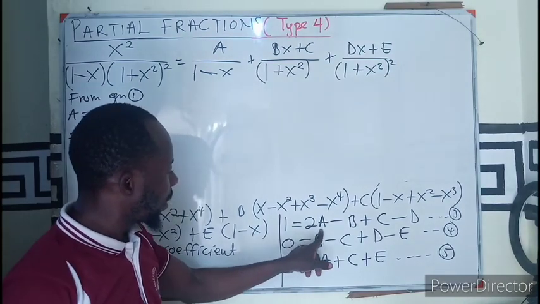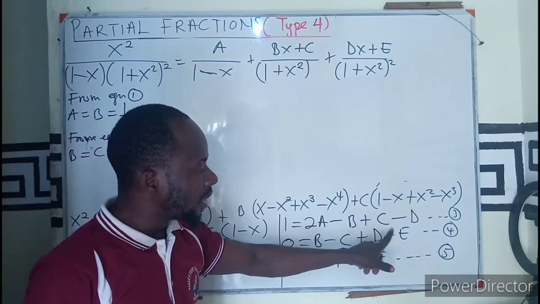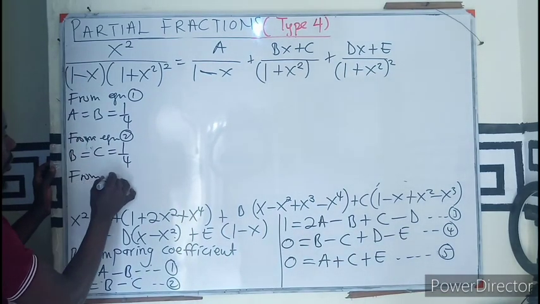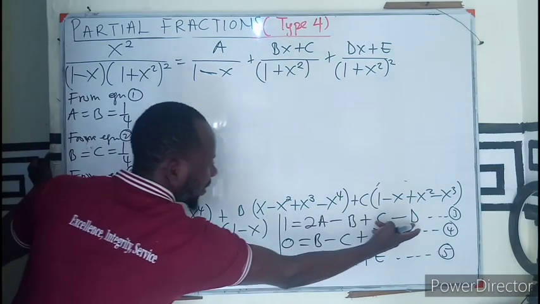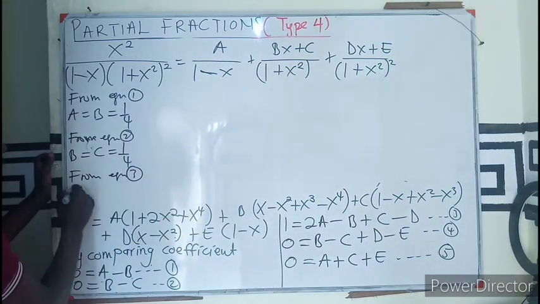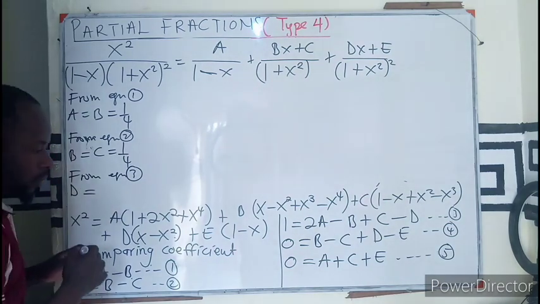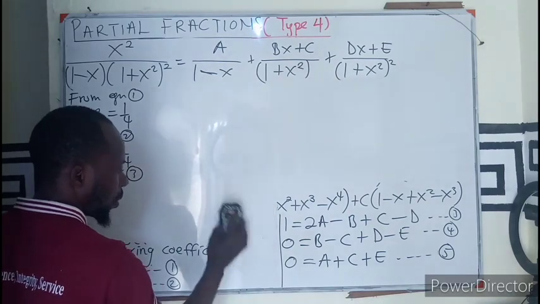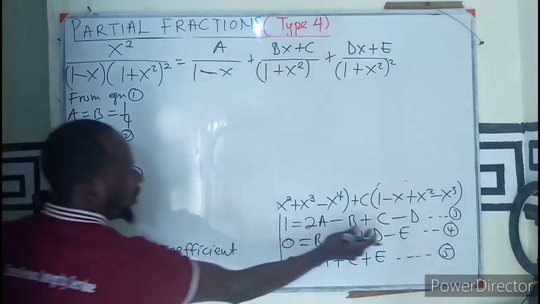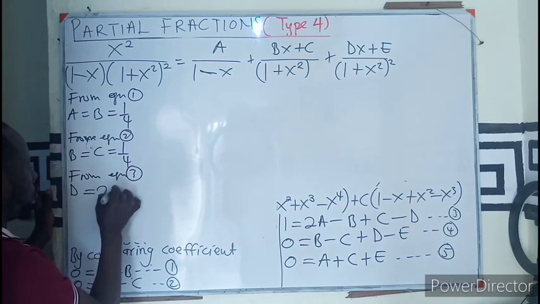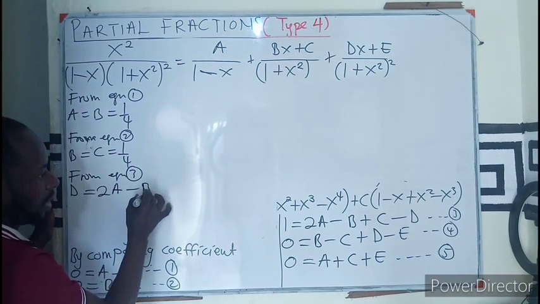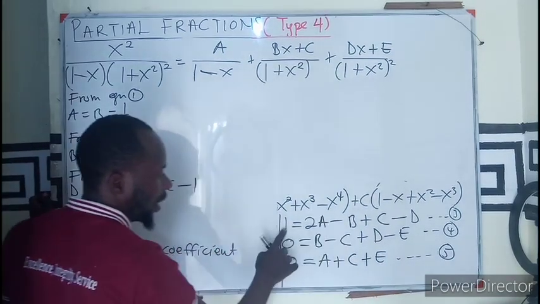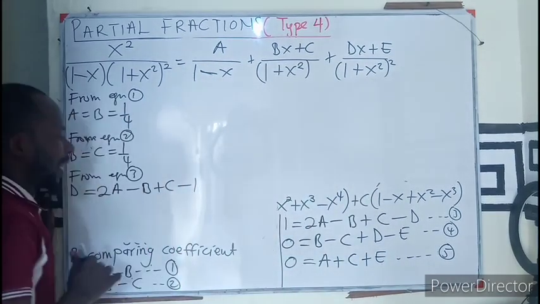We know A, we know B, we know C. So finding D will not be a problem. So D as negative will come to the left to become D equals to... if D comes this way, you'll be left with 2A minus B plus C minus 1. This minus 1 also has to go. This positive 1 has to go to become minus.